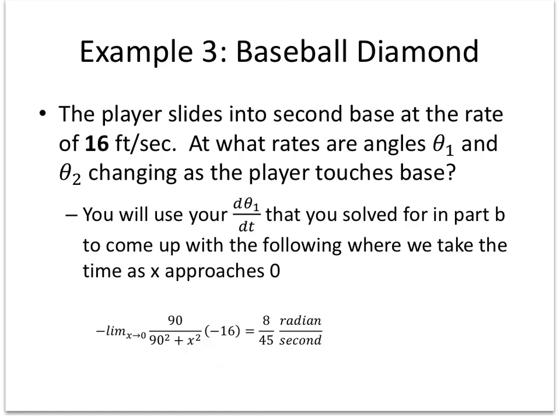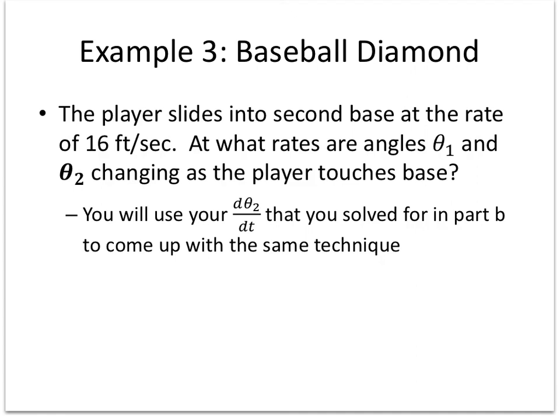All you're doing differently with this one is your rate of change changed here, from the negative 18, because that was him running, to now he's sliding, and then we're leaving x alone. We're just going through all the steps, because then we're going to take the limit of our x as x goes to 0 and get our answer. Once again, do the same thing with theta 2.